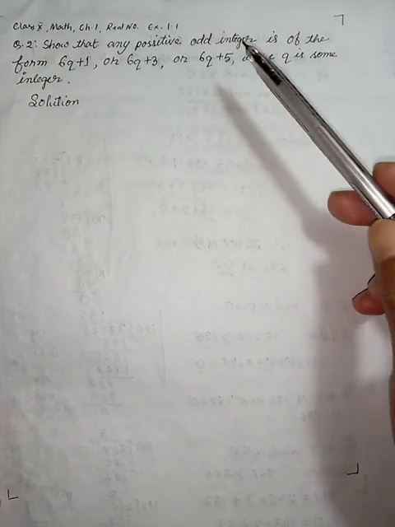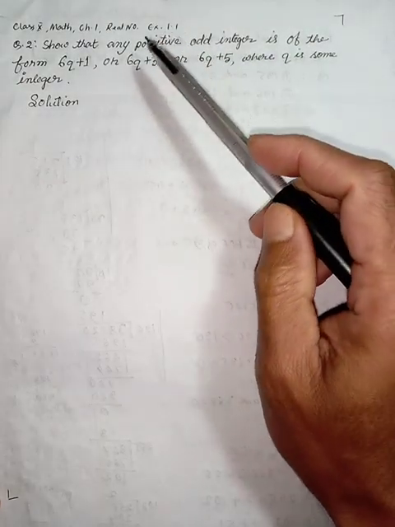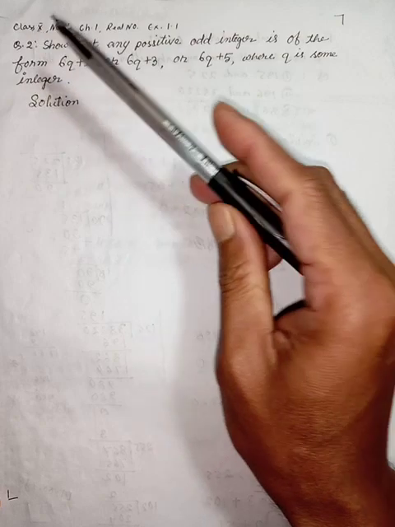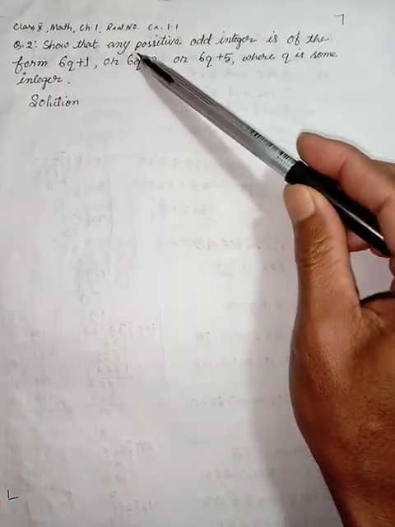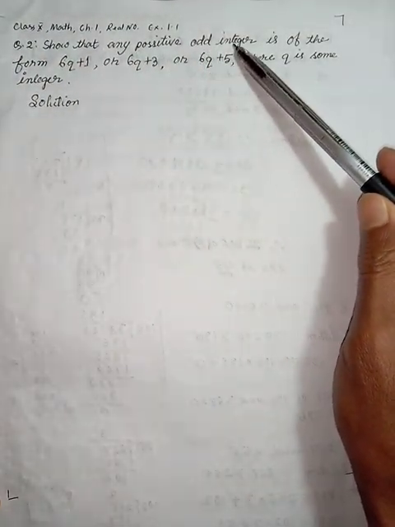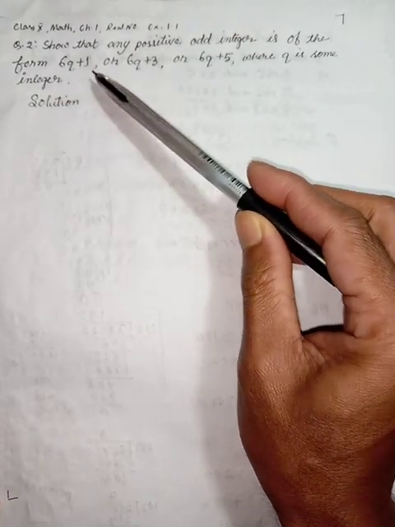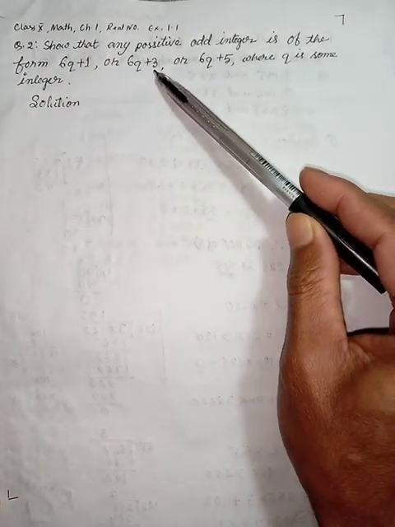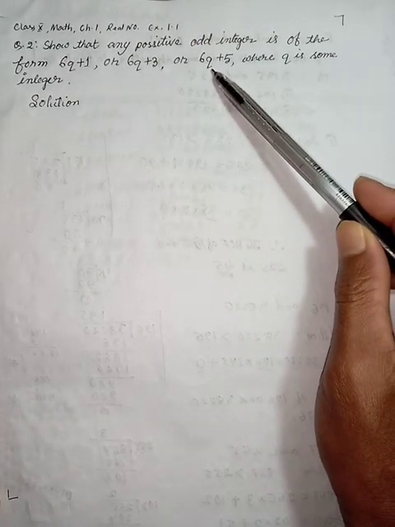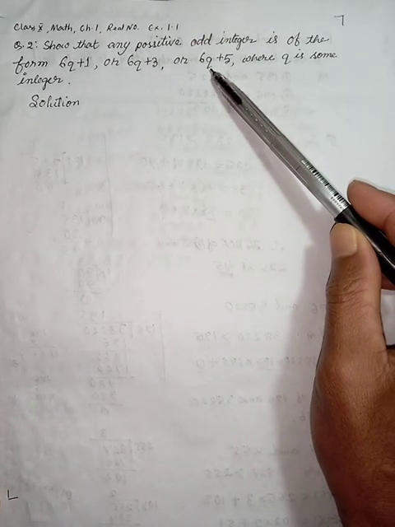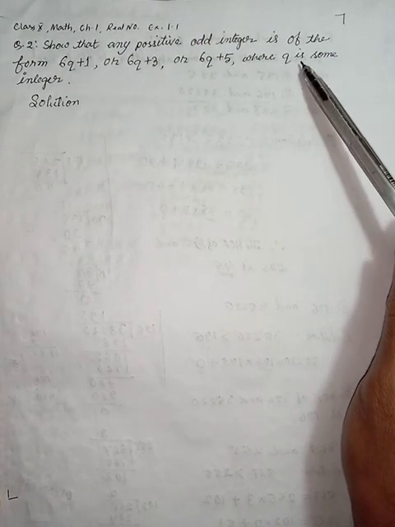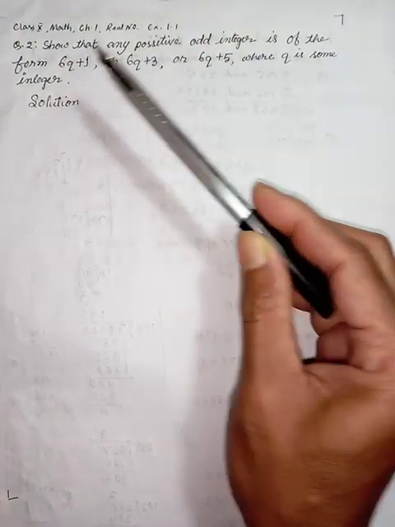This is from chapter Real Numbers, exercise 1.1. Question number 2. Show that any positive odd integer is of the form 6q plus 1 or 6q plus 3 or 6q plus 5, where q is some integer.